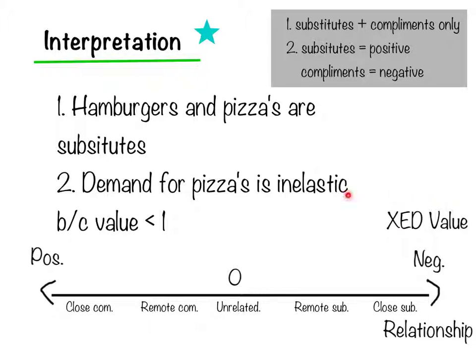This can be described by this sort of number line here on the bottom. Here you can see the XED value and the relationship. So when the XED value is 0, they are unrelated. When the XED value is remotely negative, it's remotely complements. When it's very negative, then it's a close complement. When you go the opposite direction, and it's quite a small positive number, they're remotely substitutes. And when you have a large positive number, then it means that they're close substitutes.